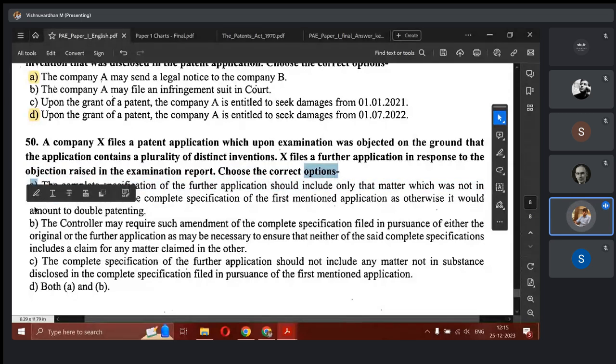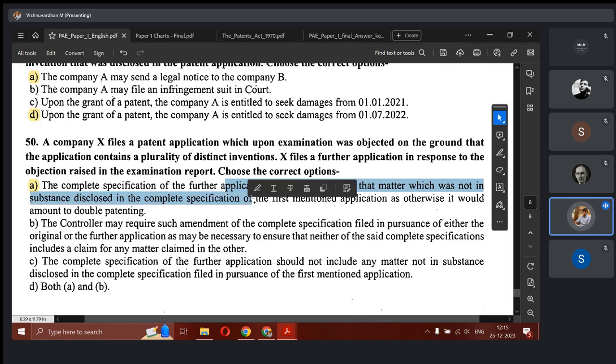Okay. This is completely true, because now if both the complete specifications of the patents both speak about the same thing, then how will you be able to license the invention later on, right? It's not possible. The novelty is defeated, inventive step is defeated, it will create ambiguities later on. So the further application should not include any matter which was in substance disclosed in the previous application.